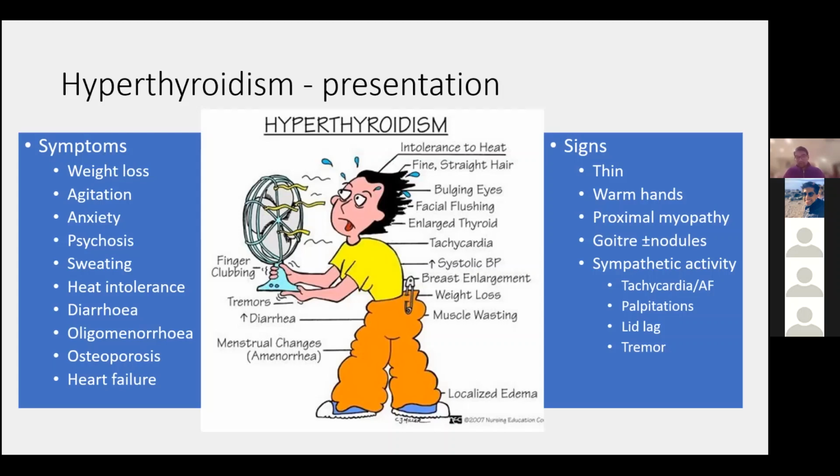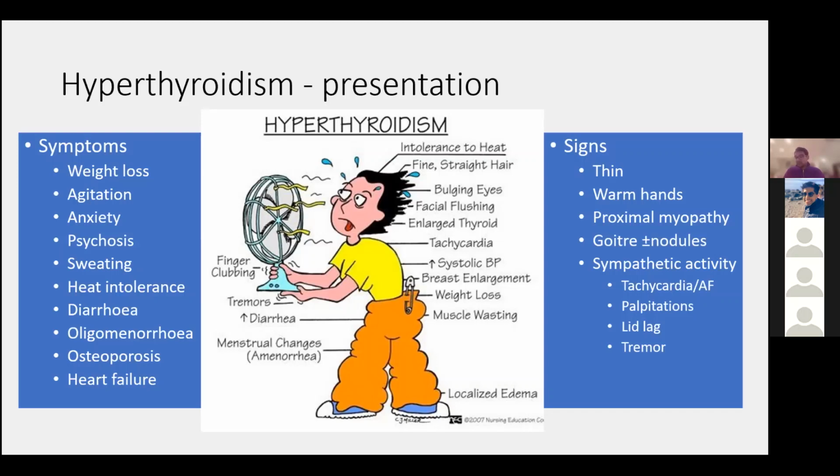And because you've got increased rates of metabolism, their bone turnover increases, so they're more prone to osteoporosis and fragility fractures. Signs of hyperthyroidism: they're often peripherally very warm, with a degree of proximal myopathy. Again, goiters will depend on the underlying cause.